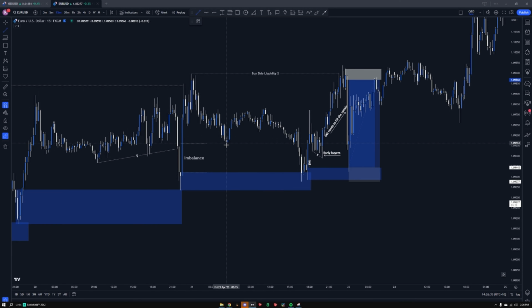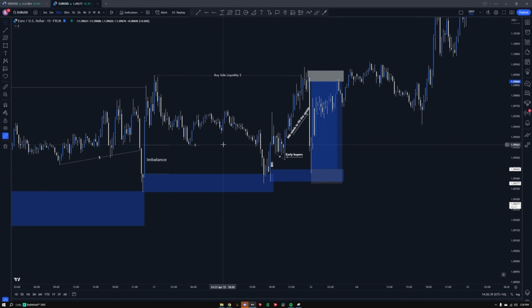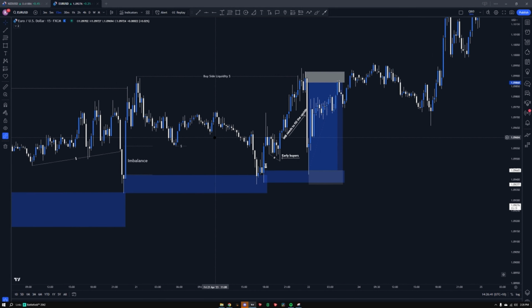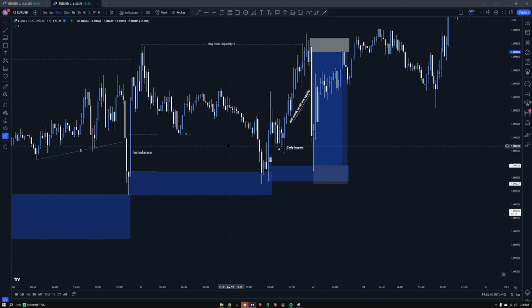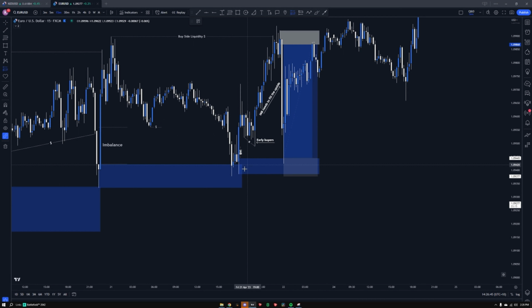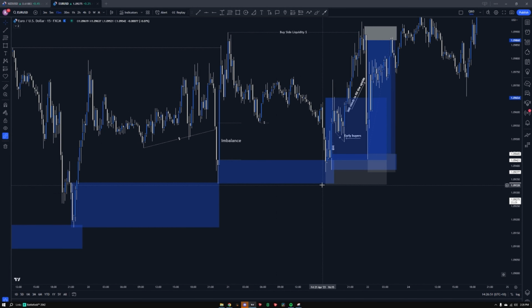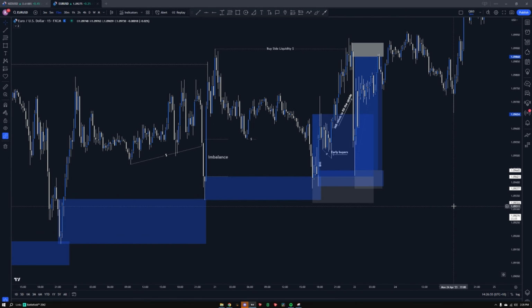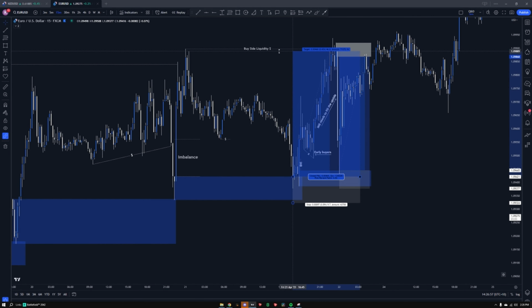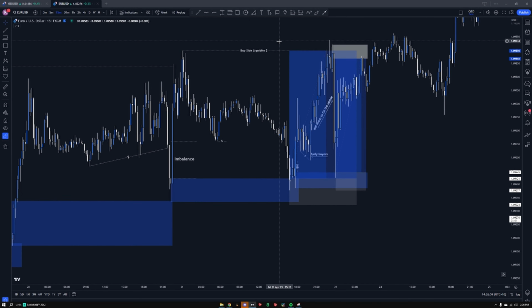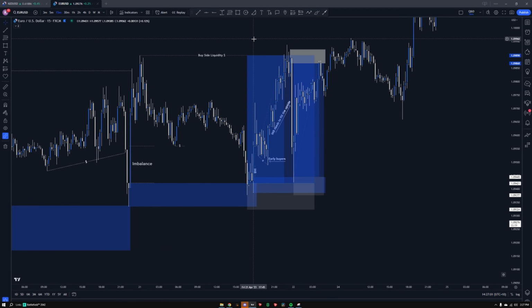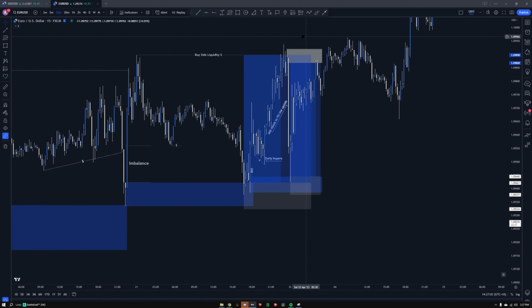Now this is a form of sell-side liquidity here, where traders were induced into the market too early again, where we were able to set our buy limits just here at this zone, place our stop loss here, and we targeted these highs here for the buy side liquidity. Now price did that very perfectly.